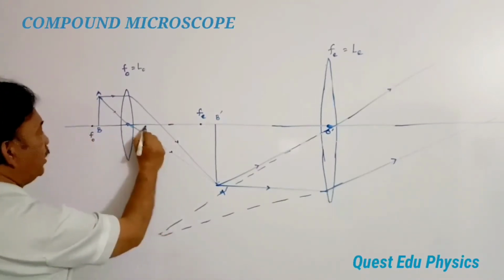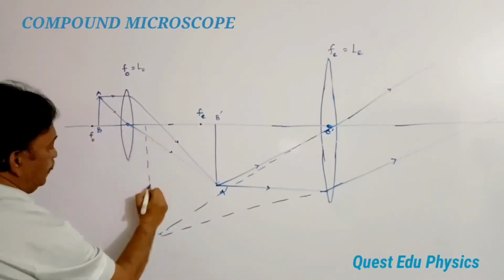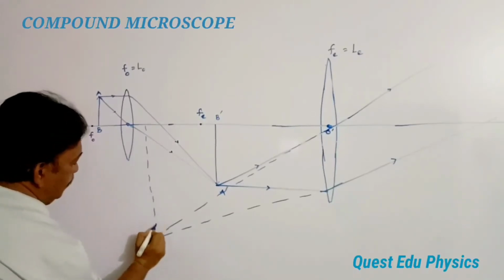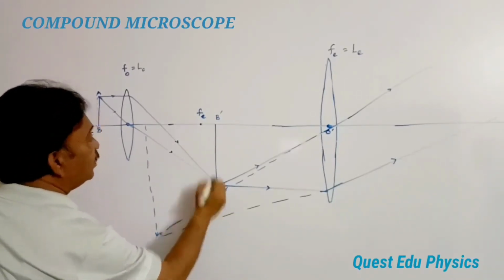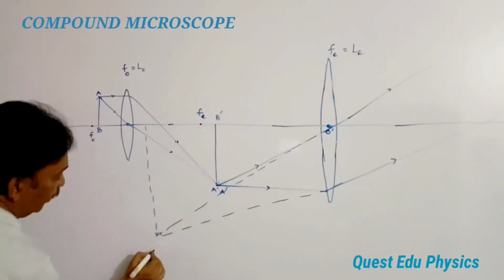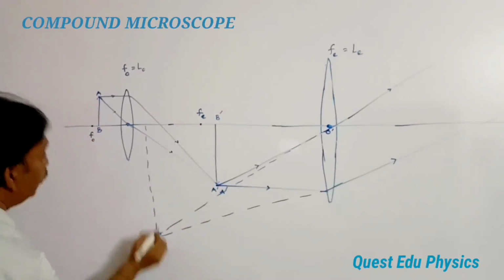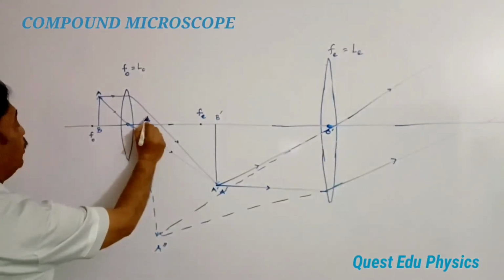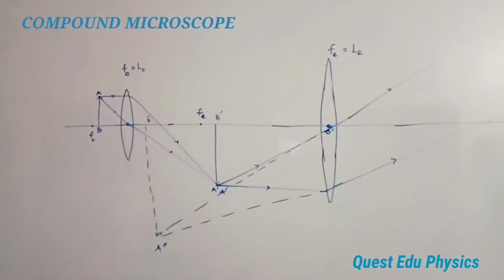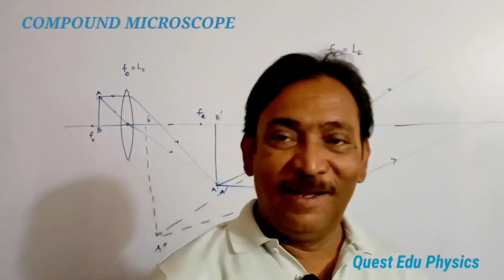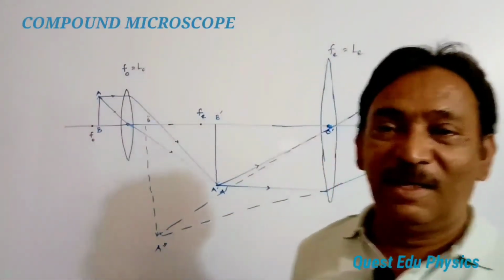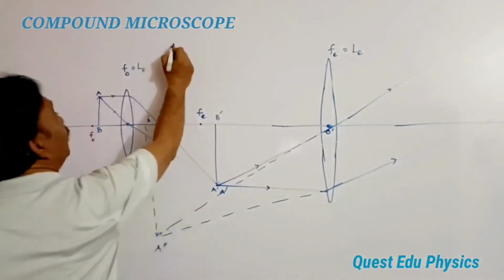And these two will meet at a particular point, and we'll get an image here. It is A dash and it is B dash. I'm calling it as A double dash and B double dash. This is a diagram of what is required to know about the magnification of a compound microscope.